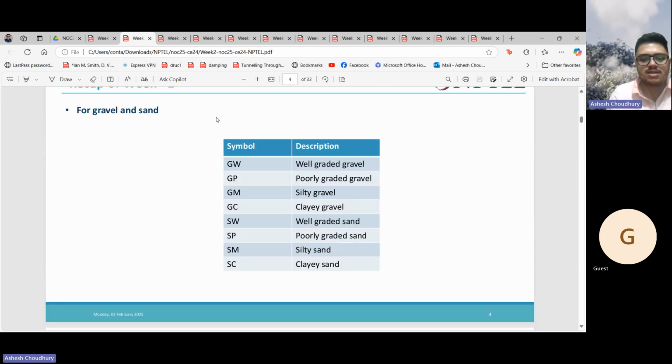So for gravel and sand, these are some of the classic soil classifications that we can have: well-graded gravel, poorly graded gravel, silty gravel, clayey gravel, well-graded sand, poorly graded sand, silty sand, clayey sand.